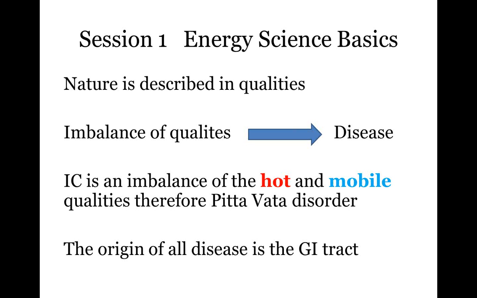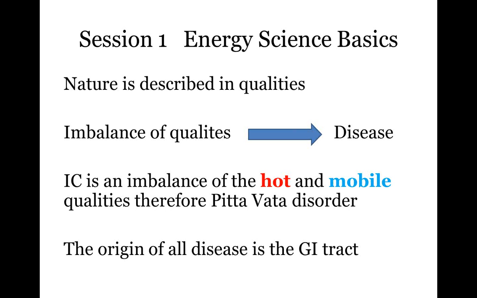So in session 1, we talked about how in the energy science work, nature is described in terms of qualities: hot and cold, mobile and inert or static, heavy and light. These are all qualities that describe nature. And it's the imbalance of these qualities that leads to disease. And interstitial cystitis is an imbalance of basically two qualities, the hot quality and the mobile quality. And therefore it becomes a Pitta-Vata disorder.